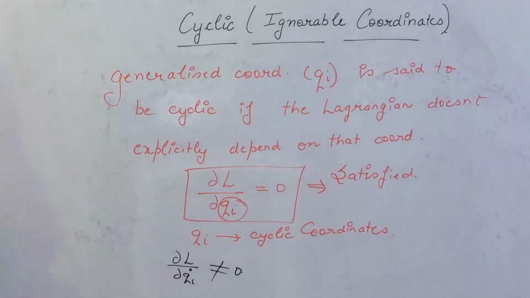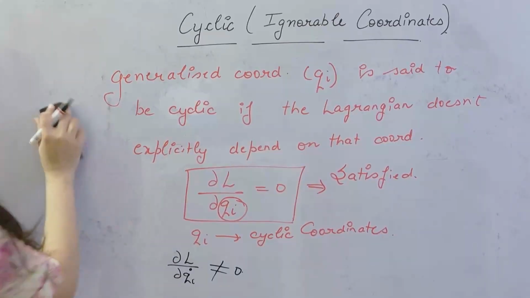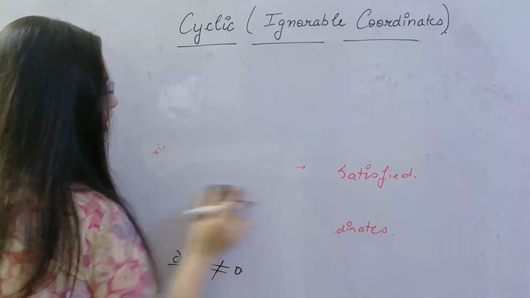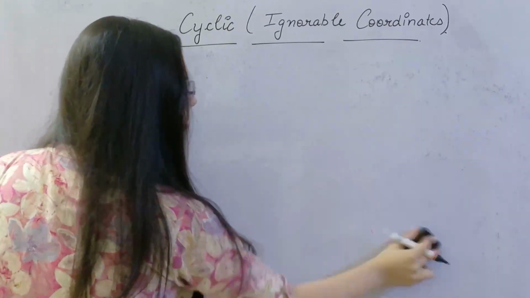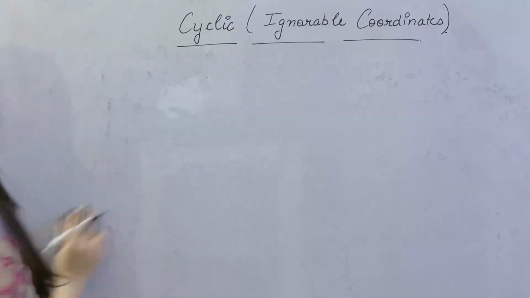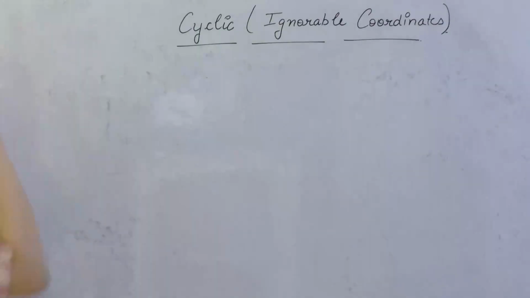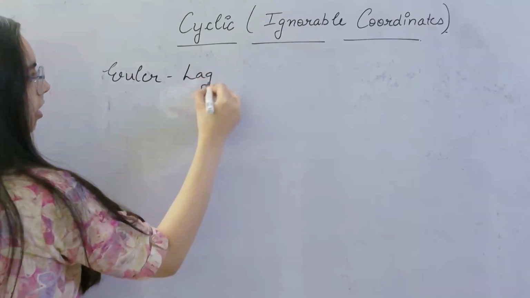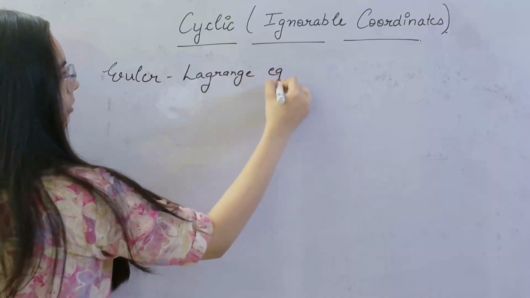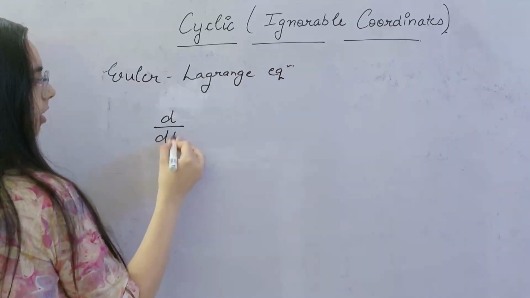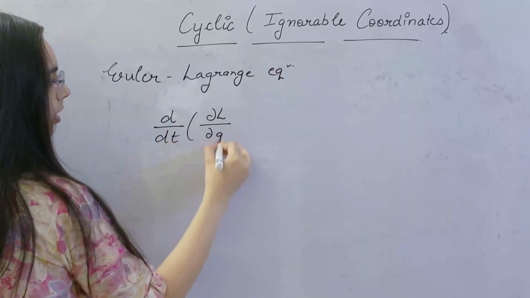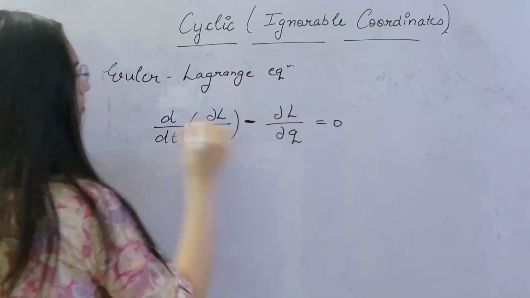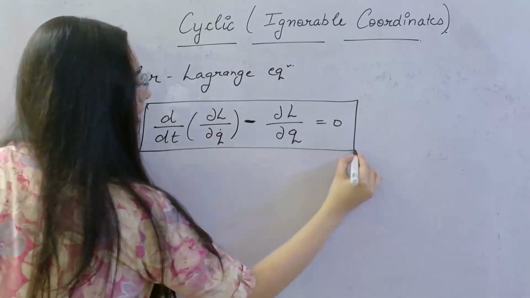Okay, so we will start with the Euler-Lagrange equation. If that condition is satisfied, that the partial derivative of the Lagrangian is zero, then what other things will come into play? So what is my Euler-Lagrange equation? That d by dt of del L by del q dot minus del L by del q is zero. So this is my Euler-Lagrange equation.